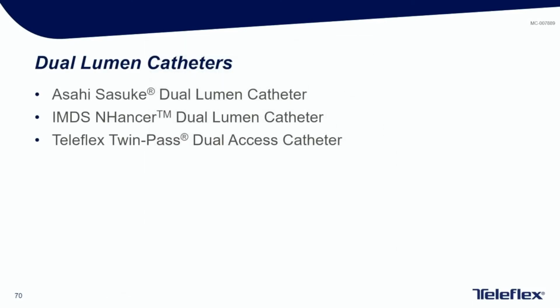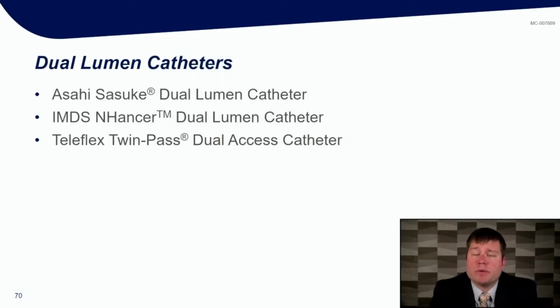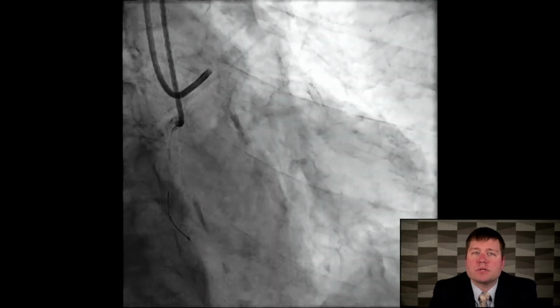So: push microcatheters, torqueable braided microcatheters, dual lumen microcatheters. We're blessed with multiple options in the US with regards to dual lumen microcatheters, including Twin-Pass, Sasuke, and NHancer RX. The goal of these is multifold, actually, with regards to how they're utilized for parallel wiring, for owning side branches, for complex bifurcations in the hairpin technique. And we'll go through a case that shows a couple of those.